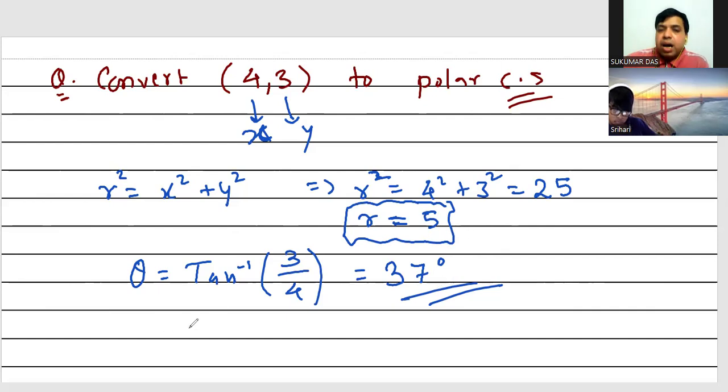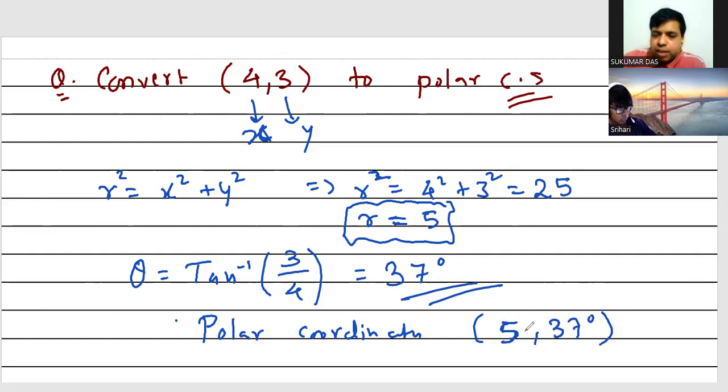So that means our polar coordinates corresponding to 4, 3 are 5 comma 37 degrees. Technically speaking, whenever you write polar coordinates, don't write it in degrees; it is better to write it in radian. That is the standard format. But for easy understanding, I figured out how to convert my calculator to degrees.